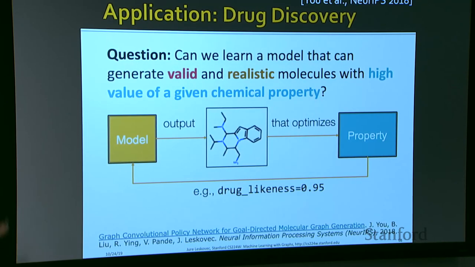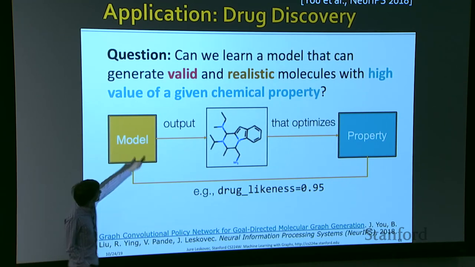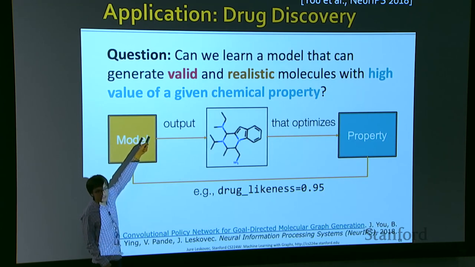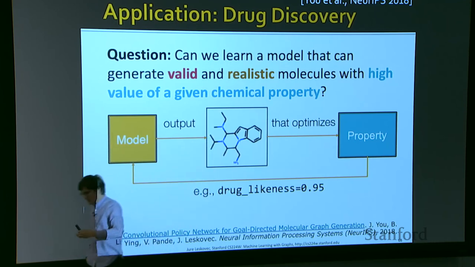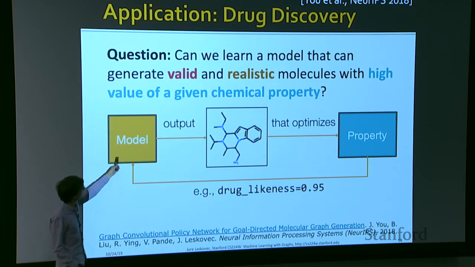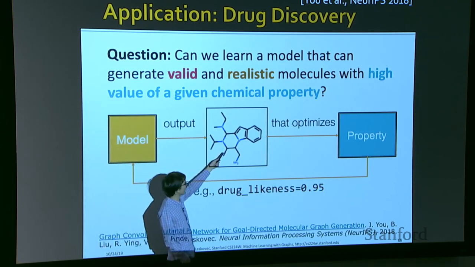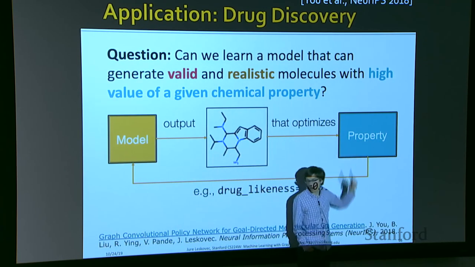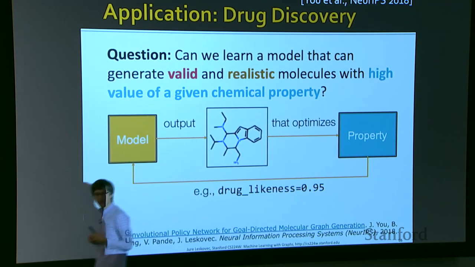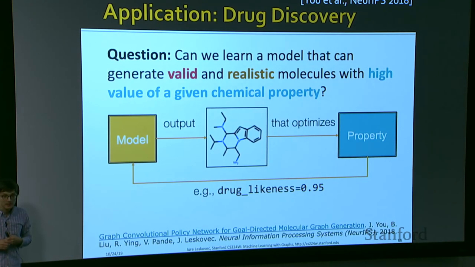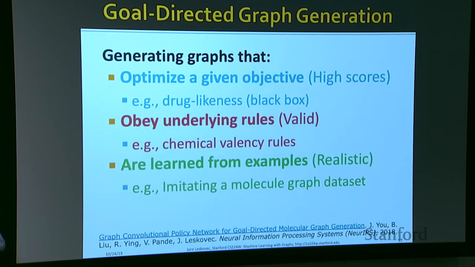At the beginning, I was making the case: could you use this to generate graphs, generate molecules? Molecules are cool because you want to generate molecules that are chemically valid. Chemistry has rules. You want them to be realistic and to optimize certain chemical properties. So the idea is that you have a model, and the model outputs a real molecule that optimizes some property. For example, drug likeness is one of the properties chemists care about, or solubility, or toxicity, and so on. I will just show you how you do this.